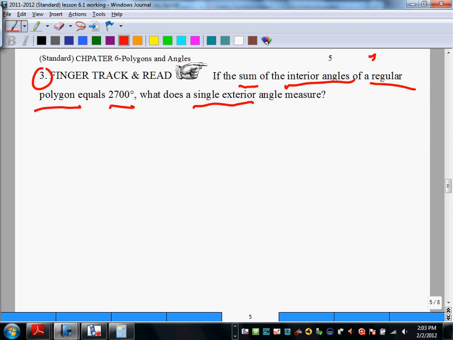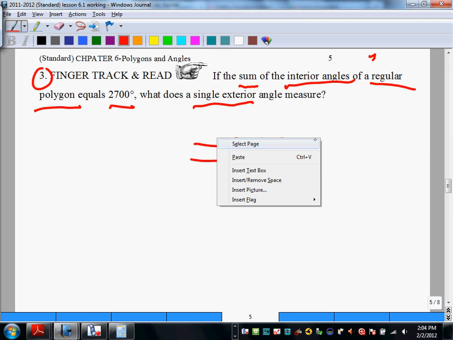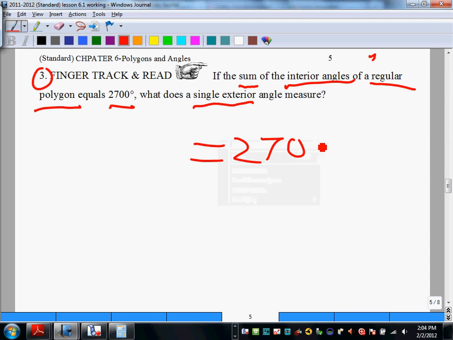So let's start with what we know here. What do we have? We have 2,700. We have an equals sign, so put something equals 2,700. Touch it anywhere on the screen. Okay, good. Would it be easier if I angled this a little bit? Yeah, that is better.